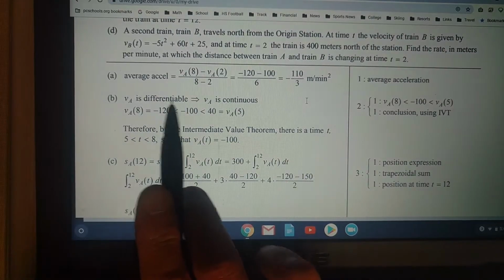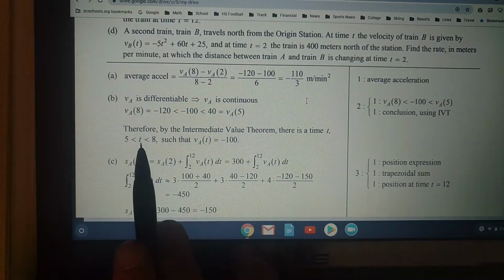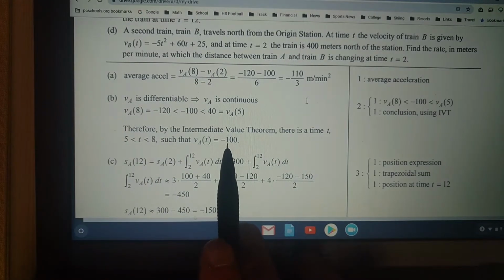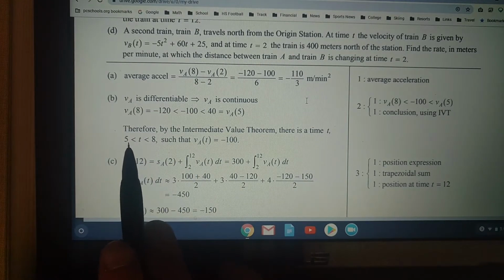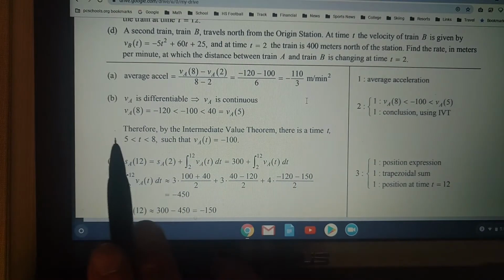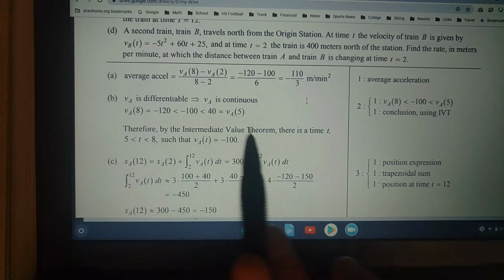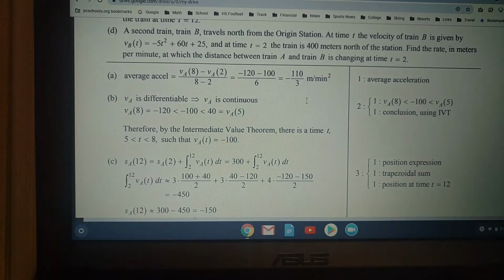You'd have to say continuous and differentiable, and you would have to say that there must be a time in between, where the velocity at 5 and the velocity at 8 is negative 100, since the velocity starts at 40 and ends at negative 120, and so it must hit every single value in between at some time. You would have to state all of that, or just reference IVT.